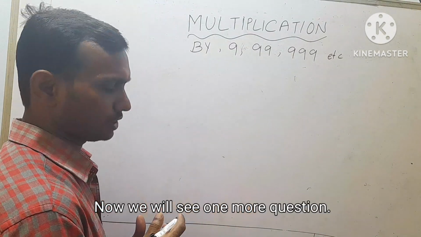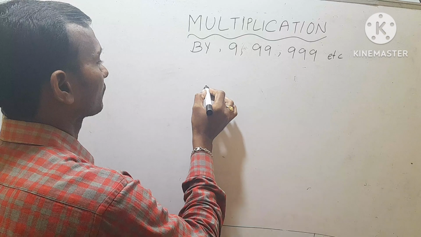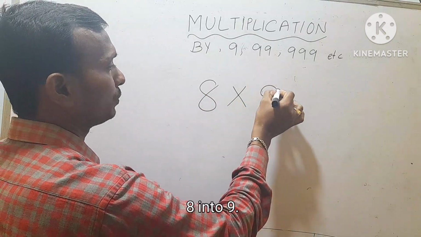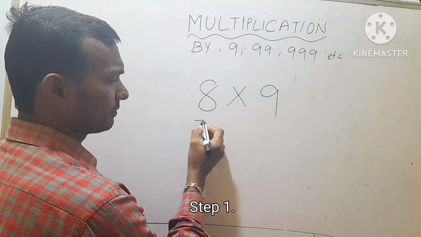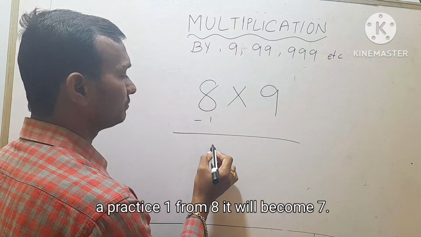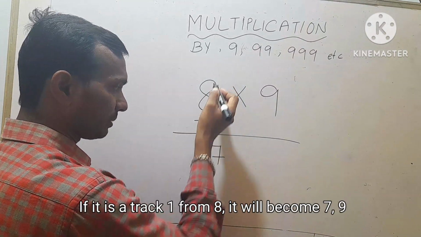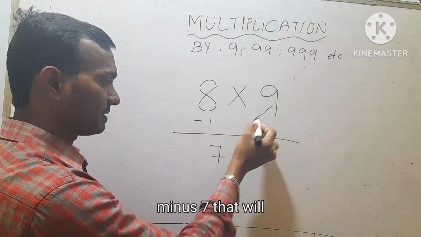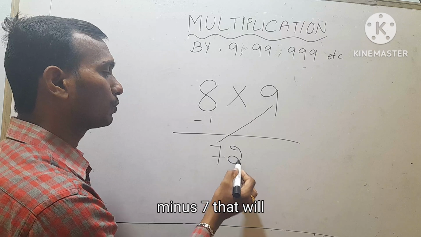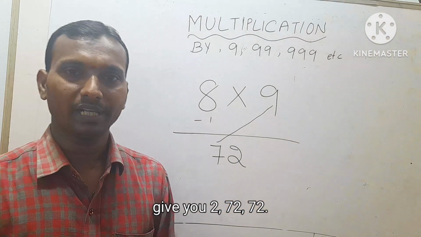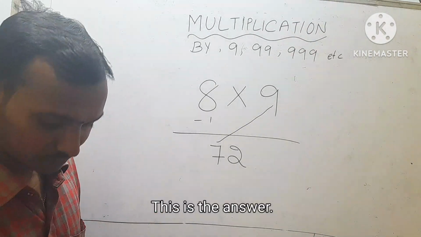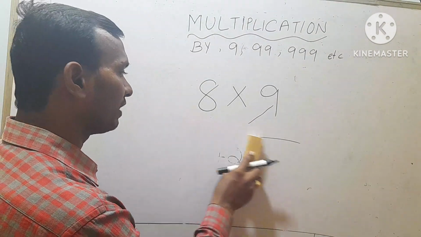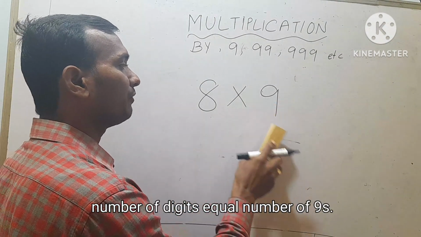Now we will see one more question. 8 into 9. Step 1. Subtract 1 from 8. If you subtract 1 from 8, it will become 7. 9 minus 7, that will give you 2. 72. This is the answer. So this trick has to be applied when there is an equal number of digits and an equal number of 9s.